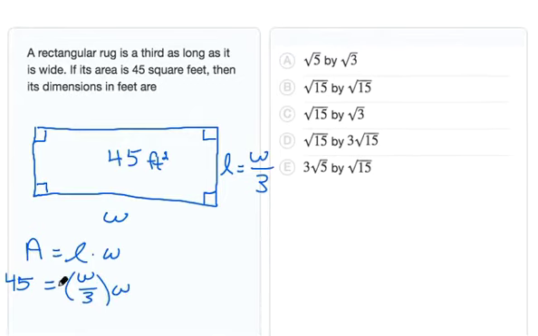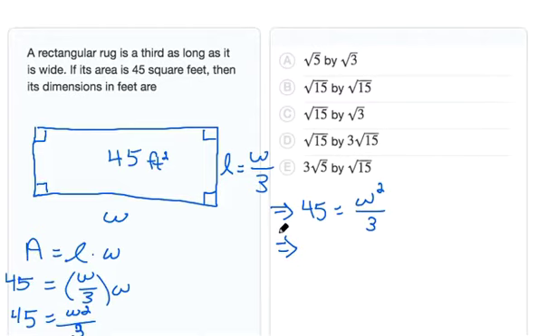Let's simplify this a tiny bit. We do have one equation with one variable, so we should be able to solve for W, and once we find W, we could find L, and those will give us our dimensions. So simplifying a tiny bit, we have 45 is equal to W squared over 3. That's getting a little crowded, so I'm just going to copy that step right over here. So 45 equals W squared over 3. Now to isolate W, let's multiply both sides by 3.